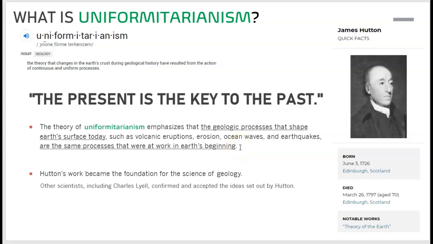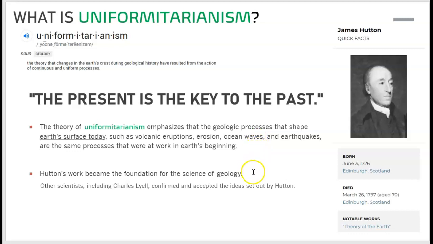So we can understand the way Earth formed by just looking at the way these things happen today. There is no fundamental thing that changed about volcanoes. Volcanoes are the same now as they were millions and billions of years ago. So when we look at volcanoes, we can help understand how the Earth shaped from volcanic eruptions. And the same is true for erosion, for the way the oceans work, for the way earthquakes take place.